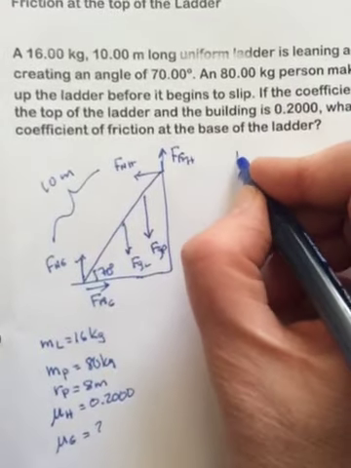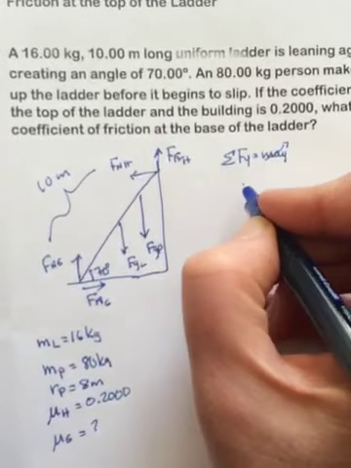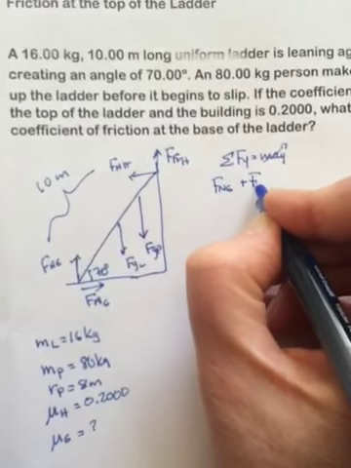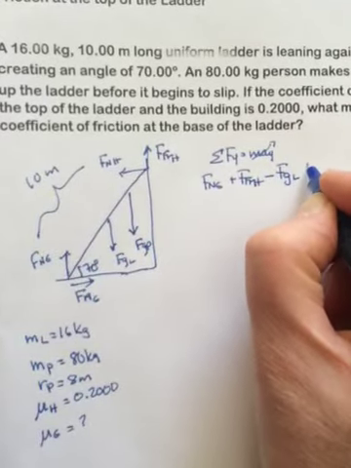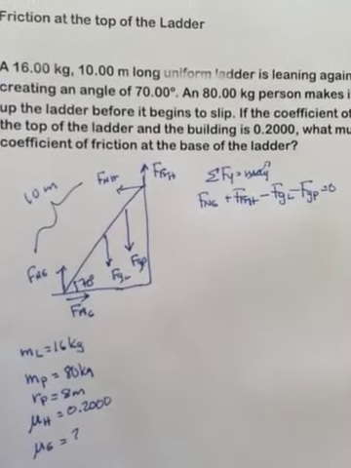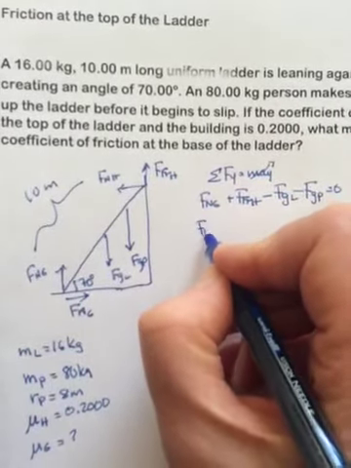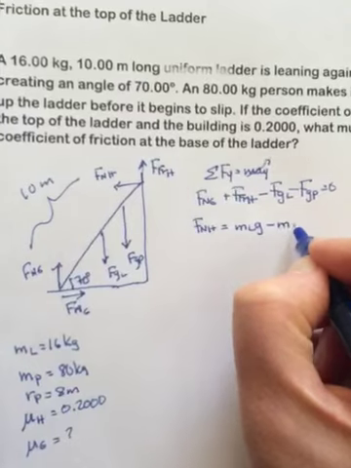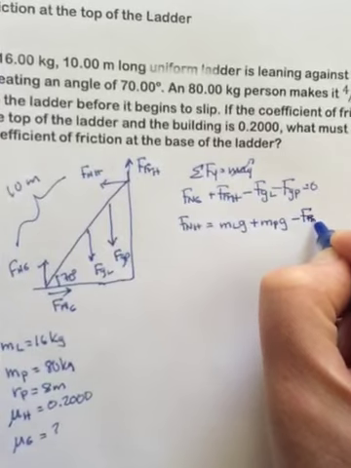So you still start in the same spots, do the sum of the forces in the Y direction, and it's not slipping, so this should be 0. So it's going to be F normal of the ground going up, and also F friction of the house is going up. And going down is FG of the ladder and FG of the person. Nothing has changed. You still want to find an expression for the normal of the ground. So F normal of the ground will equal M of the ladder g plus M of the person g minus F friction of the house.